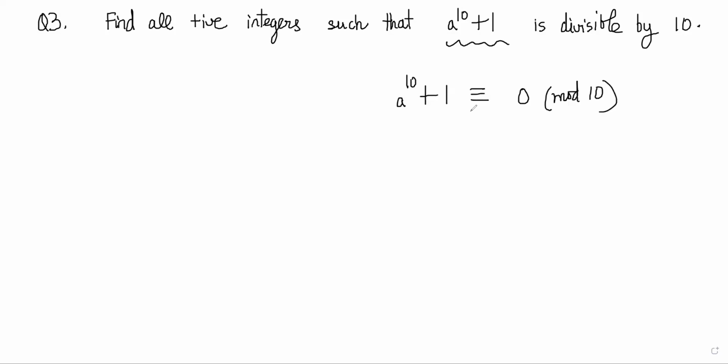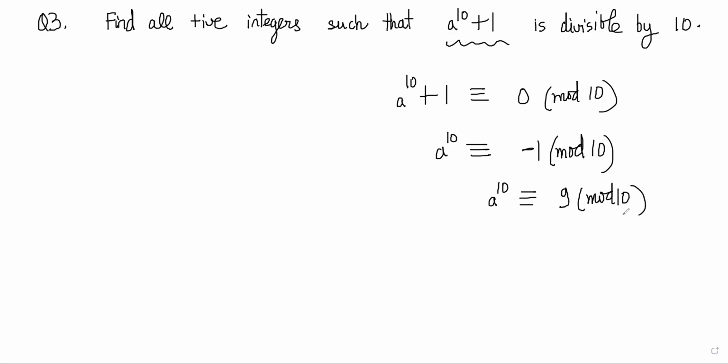The best way to think about it is first isolate what is a power 10. A power 10 should be congruent to minus 1 mod 10. And basically that means a power 10 should be congruent to 9 mod 10, right? So what kind of a should I select so that a power 10 is congruent to 9 mod 10?